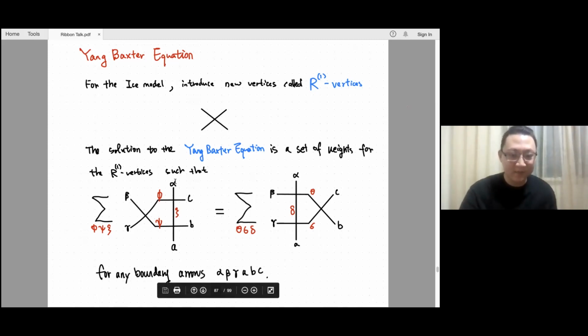For any fixed boundary, alpha, beta, gamma, A, B, and C, you're able to choose any arrow of these 3 interior edges. And we want to set a weight for these R vertices such that the partition functions of these 2 mini lattices are always going to be the same.